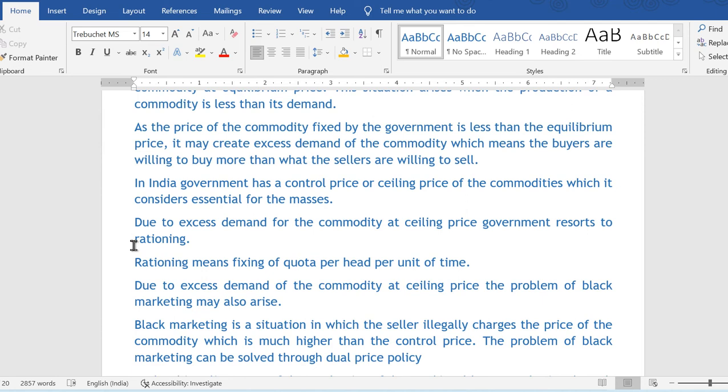Due to excess demand for commodity at a ceiling price, the government resorts to rationing. Rationing is fixing of quota per head per unit of time. Due to excess demand of the commodity at a ceiling price, the problem of black marketing also arises. Black market is a situation in which the seller illegally charges the price of the commodity which is much higher than the control price. The problem of black marketing can be solved using the dual price policy.